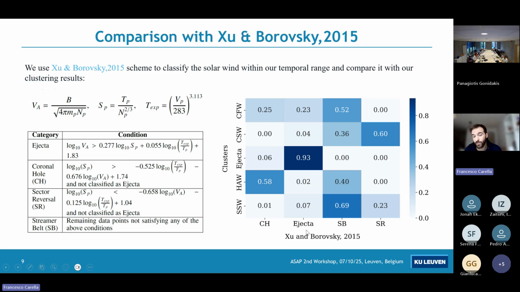And 93% of the ejecta is present in the ejecta cluster of Zuborowski. But what is interesting here is the compressed fast wind, because the compressed fast wind is comprised of streamer belt wind, ejecta, and compressed fast wind.